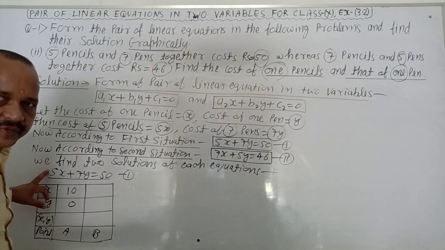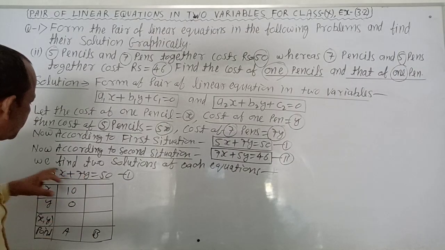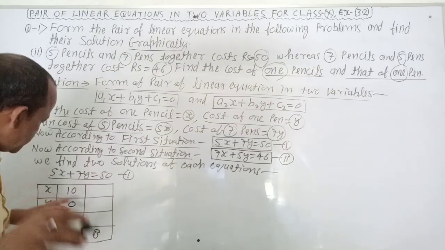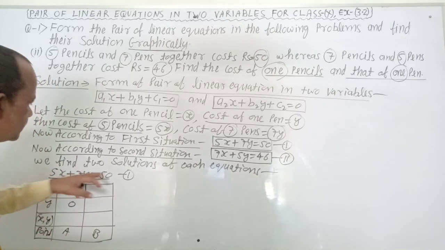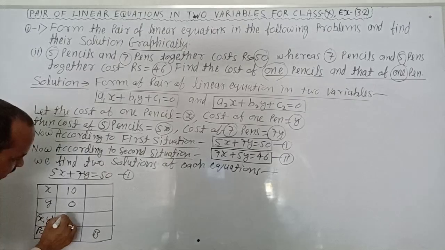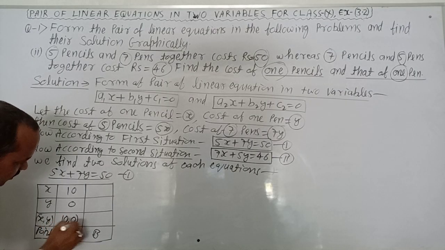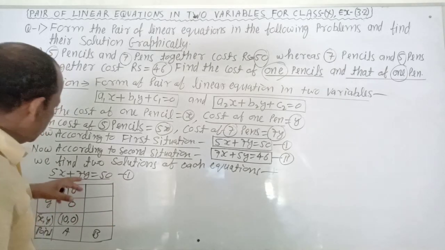10 times 5 is 50. Here 0 multiplied by 7 becomes 0. 50 equals 50. It means the value of x and the value of y satisfy this equation. It is clear. Your coordinate becomes 10 and 0. Clear?